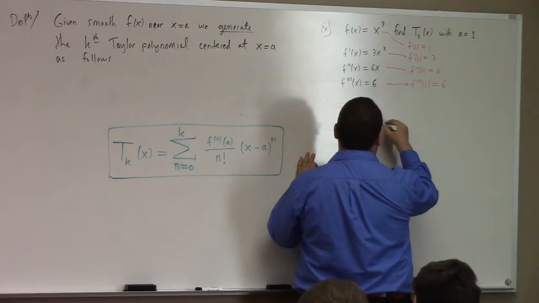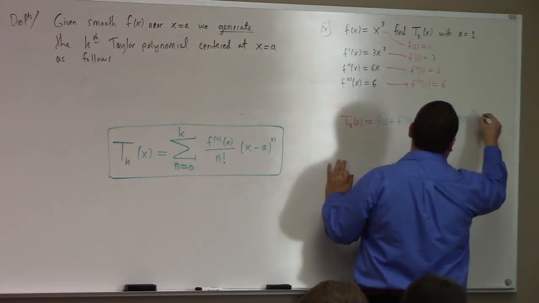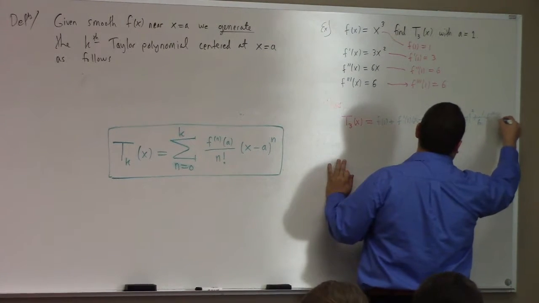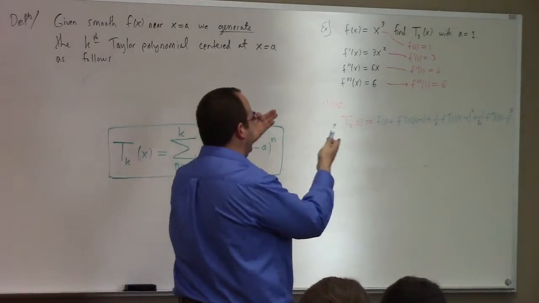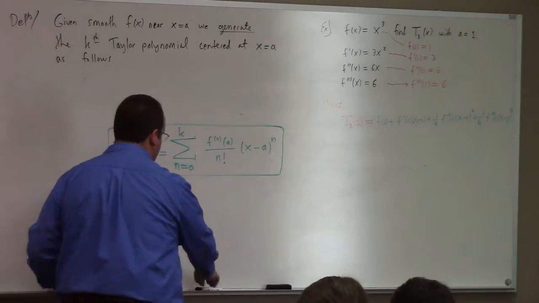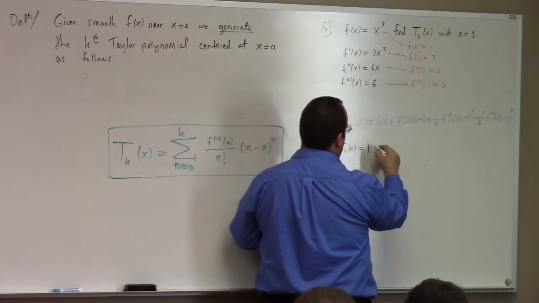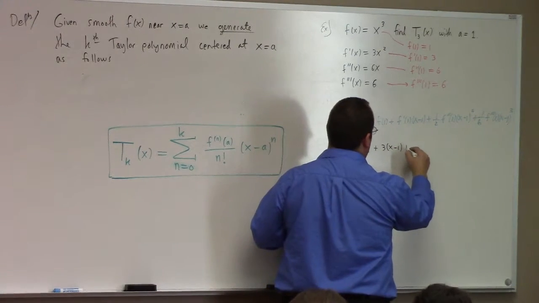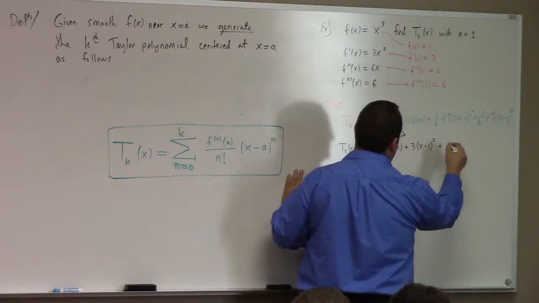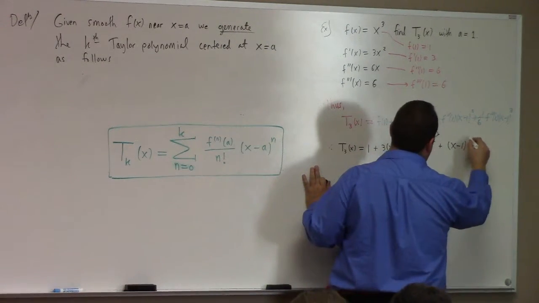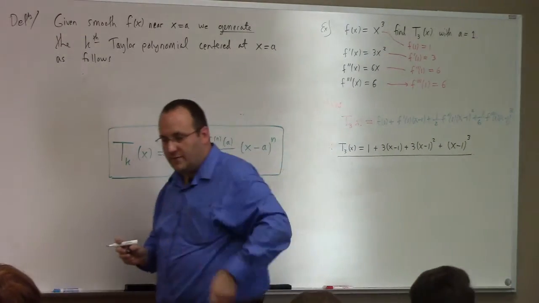So what we're looking at is f of 1 plus f prime of 1 times x minus 1 plus 1 half f double prime of 1 times x minus 1 squared plus 1 over 6 f triple prime of 1 times x minus 1 cubed. That's T3, centered at 1. Now I'm just going to plug in the numbers 1, 3, 6, and 6. What does that give me? One plus 3 times x minus 1 plus, let's see here, f double prime was 6. 6 over 2 is 3, right? And then 6 over 6, just 1 again, right? So there you have it. This is the third Taylor polynomial of the function.